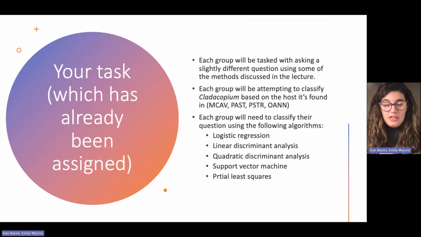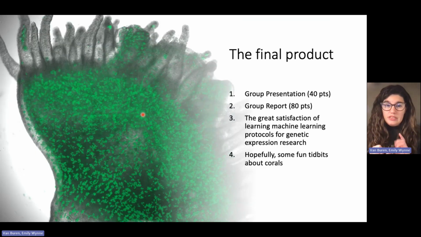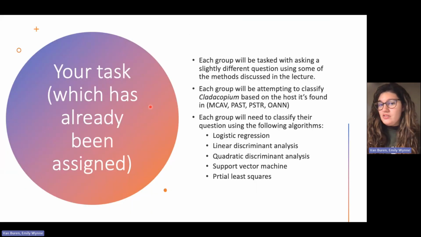Essentially, what is going to happen here is that over the course of you working together, you will be able to look at all 5, and you will have this final product of a group presentation, a group report, the satisfaction of learning machine learning protocols for genetic expression research, and hopefully some fun tidbits about coral along the way. In addition to this, each of your groups will be looking at each of these 5 algorithms and determining which one is classifying the information of the genetic expression best to your host.